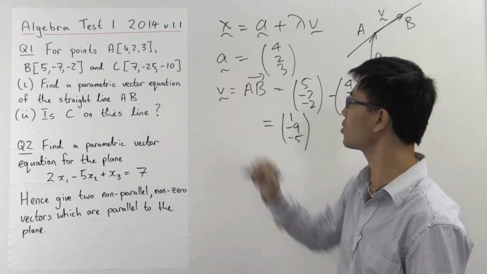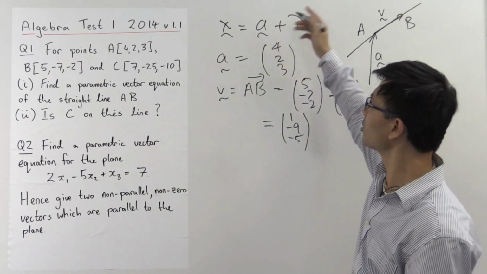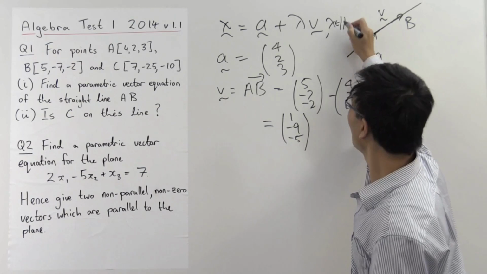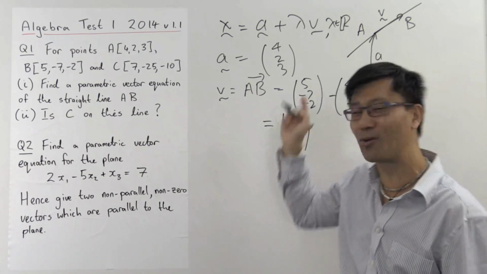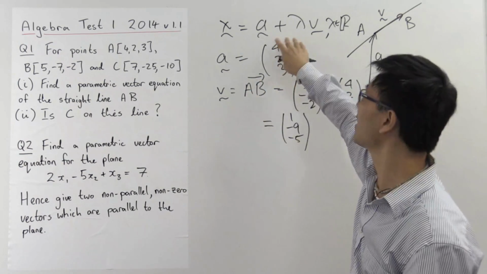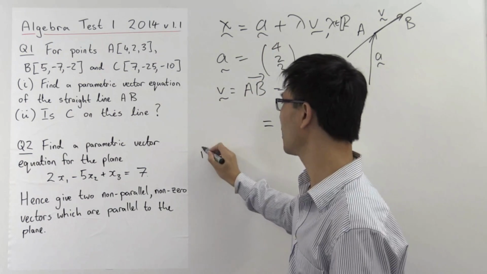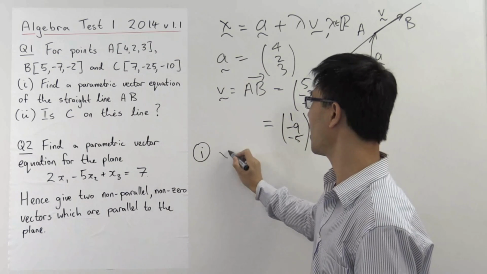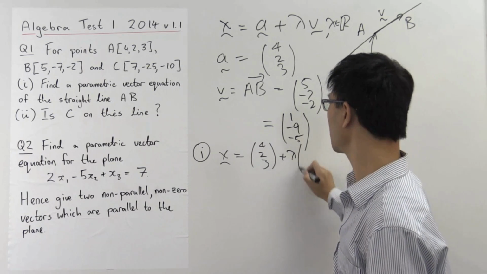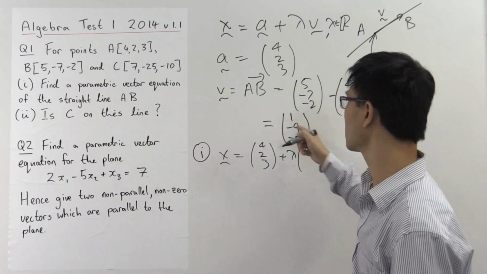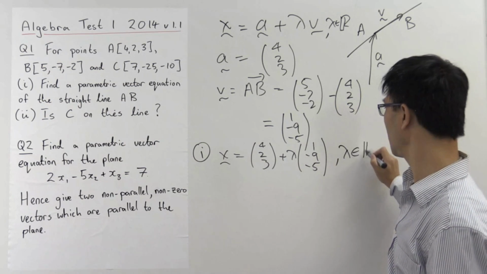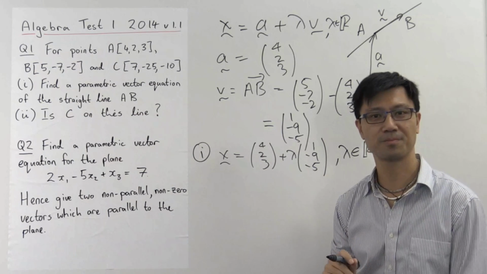Okay, so you have the 2 parts that you need to put into this parametric form. You should also write what lambda is. Lambda ranges over all the reals, so make sure you put that in there. And now you just have to substitute these 2 values into this form. So part 1, the answer here is x equals (4, 2, 3) plus lambda times (1, -9, -5), this is the v here, and lambda ranges over all the reals.